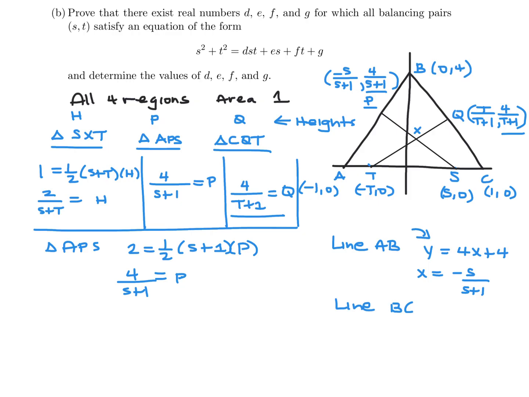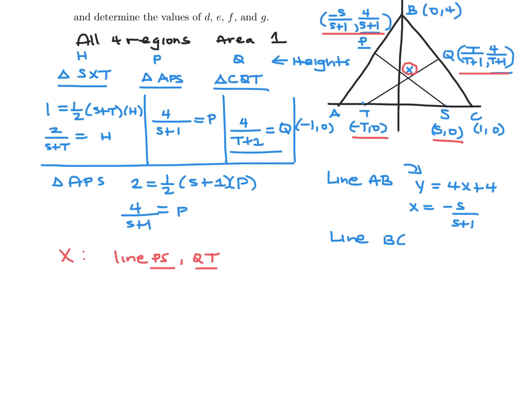Now what you have to do is concentrate on trying to get the coordinates of X. X is the guy in the middle here, so this guy right here. How do we get the coordinates of X? Well, the coordinates of X are obviously the intersection point of line PS and QT, so wherever they intersect. Using our points Q and T, you can get the line QT, and using our points P and S, you'd get the line PS.